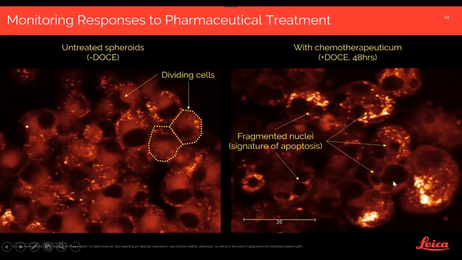Whereas on the right-hand side, we see a different morphology. We see the nuclei, these are the dark regions in those cells, being fragmented, which is a very typical signature of cells going into apoptosis. So we are clearly seeing the cancer cells respond to the chemotherapeuticum here by going into cell death. So that's very encouraging. The morphology already tells us that something is going on with this treatment.